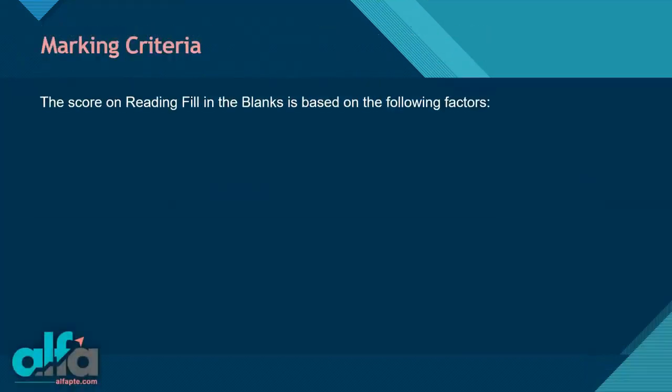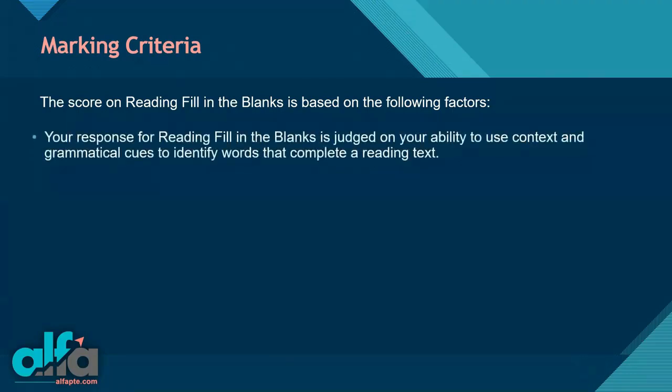Let's discuss the marking criteria. The score on reading fill in the blanks is based on the following factors. Your response is judged on your ability to use context and grammatical cues to identify words that complete a reading text. So basically, you have to read the context and understand whether it's a positive one, negative one, past, present, future, and based on that, you select your answers. And of course, grammar, okay? Noun, pronoun, verb, adjective, and the sentence formation tricks.